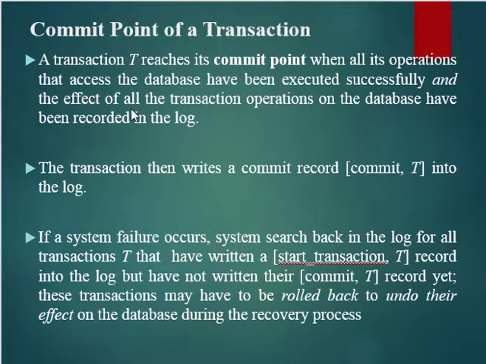A transaction T reaches its commit point when all its operations that access the database have been executed successfully, and the effect of all the transaction operations on the database has been recorded in the log. The transaction writes a commit record into the log when it has completed its execution. And if a system failure occurs, the system searches back in the log for transactions T that have written a start record into the log but have not written their commit record yet. These transactions may be rolled back to undo their effect on the database during the recovery process.